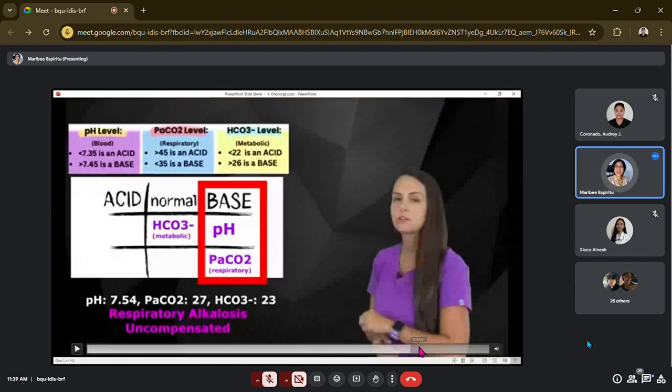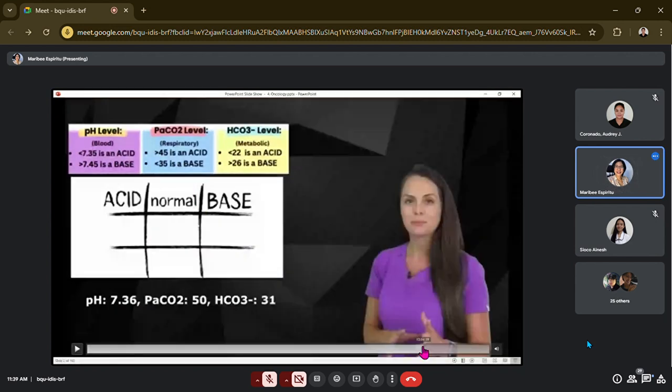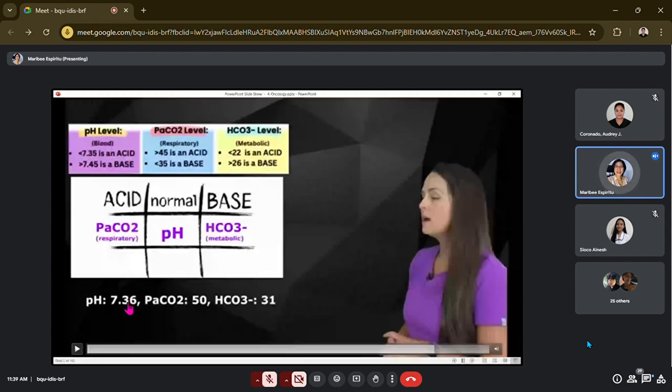Ayan, ito. Okay. The pH is 7.36. So, normal siya, di ba? 7.35 to 7.45. pH natin is 7.36. Normal. PaCO2 of 50. Above 45. Acidic. PaCO2. Bicarbonate is 31. Elevated. Okay, more than 26. Base. So, derecho. Okay, horizontal. Compensated, 'di ba? Fully compensated because the pH is normal.